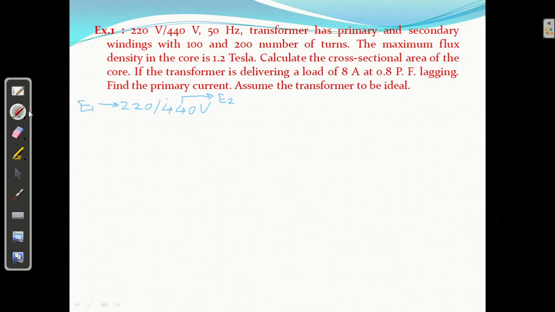This is a 220 volt/440 volt, 50 hertz transformer with primary and secondary turns. N1 is given as 100 and N2 is given as 200 turns. The maximum flux density Bm is given as 1.2 Tesla, that is Weber per meter square. Tesla is the unit of flux density.